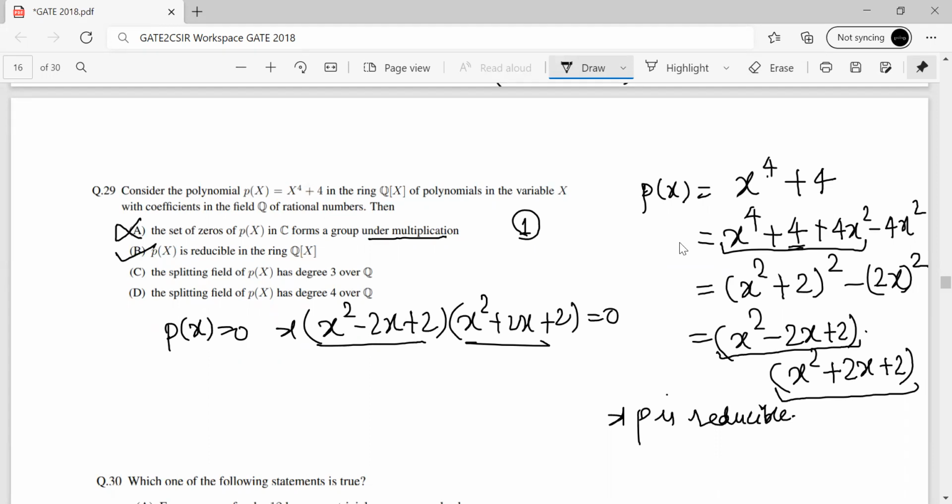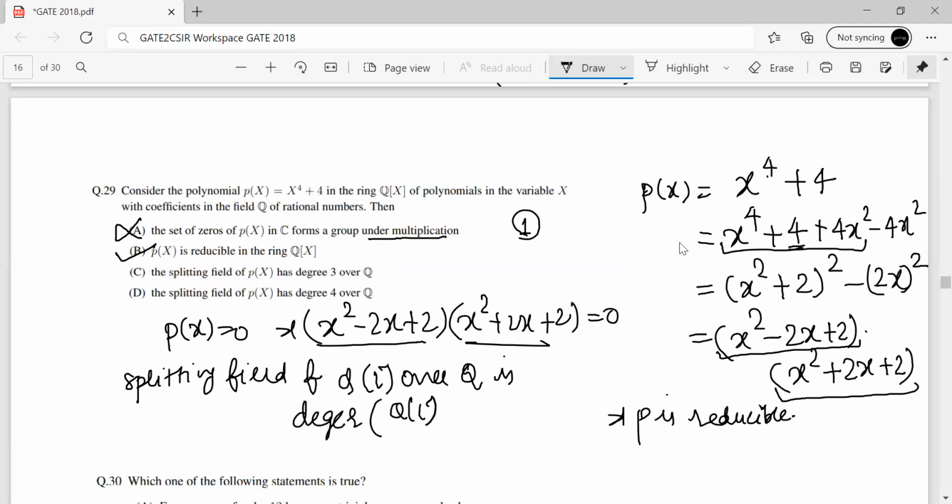And the splitting field of P of x has degree 3 over Q. This will be wrong because the splitting field of P of x is Q(i) over Q, as they have got imaginary roots. So what is the degree of Q(i) over Q? The degree of Q(i) over Q is 2. It is saying degree 4, degree 4. They are all wrong.